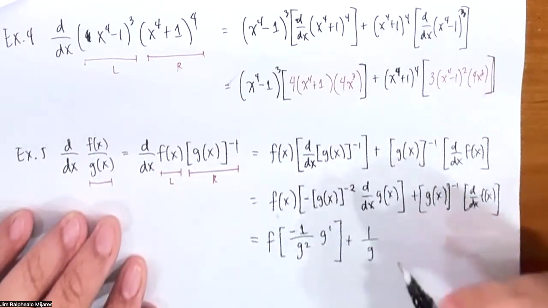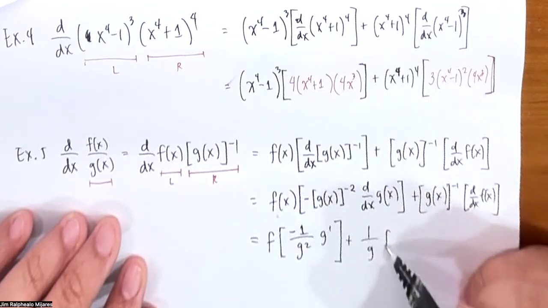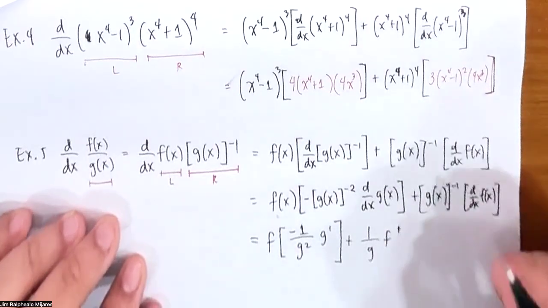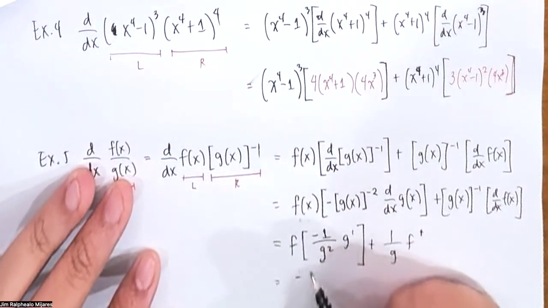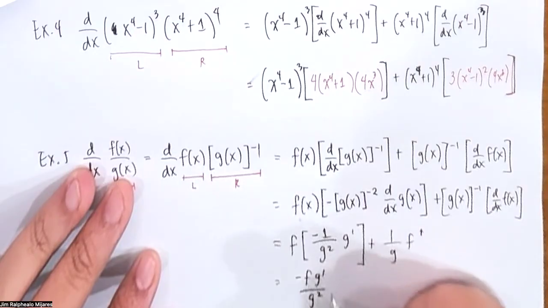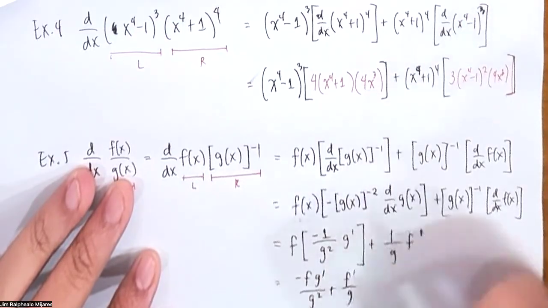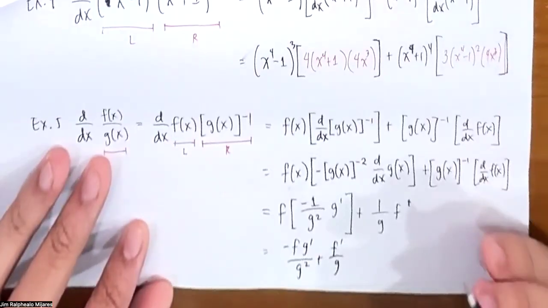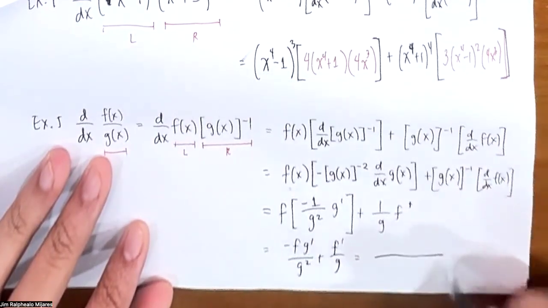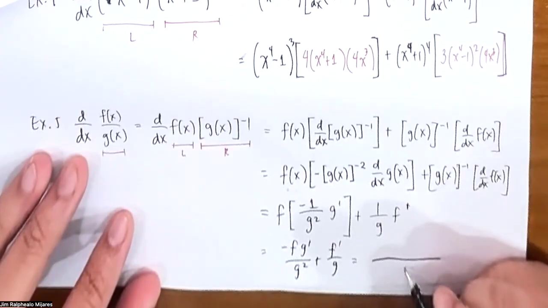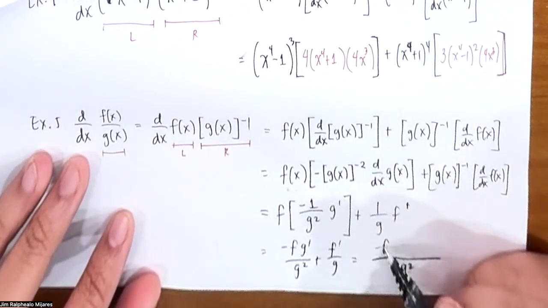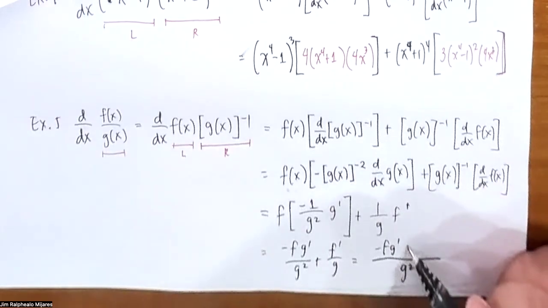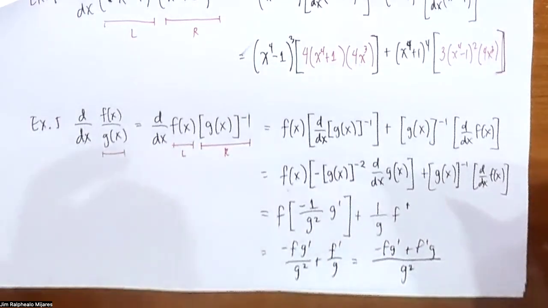g of x to the negative 1 times the derivative of f, which is f prime, which is finally equal to negative f g prime over g squared plus f prime over g. And if you combine this into one fraction, over g squared, negative f g prime plus f prime g, which is essentially the quotient rule.